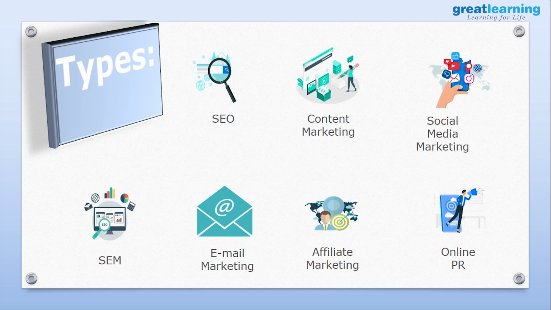The first one will be SEO, that is also known as search engine optimization. Then we'll understand what is content marketing. Moving on, we'll go to social media marketing, then search engine marketing, then we have email marketing, affiliate marketing, and lastly, online PR. So let us now go further into the video and understand these types of digital marketing.